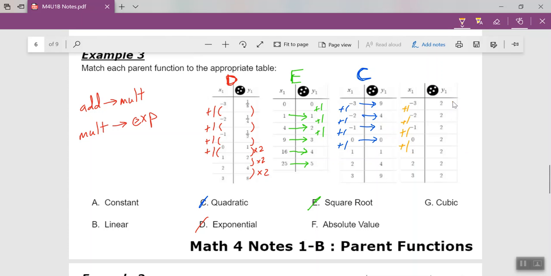And down here, it is all 2s. All 2s. Now, we've actually seen that happen before. When y was 2 in every case, that was the equation y equals 2. That was a horizontal line. This is a constant. All of the values are the exact same number and they don't change. This is a constant function. Okay.